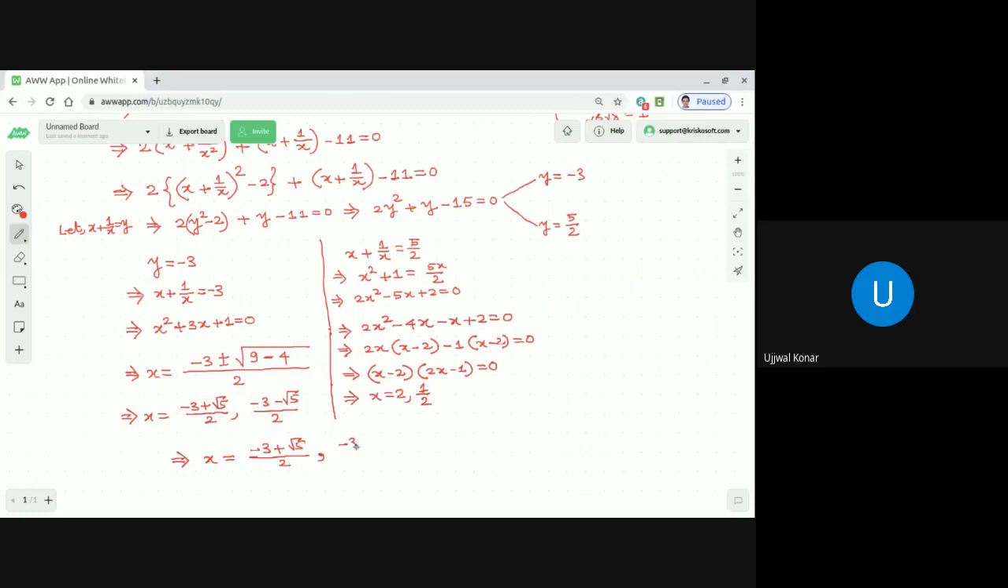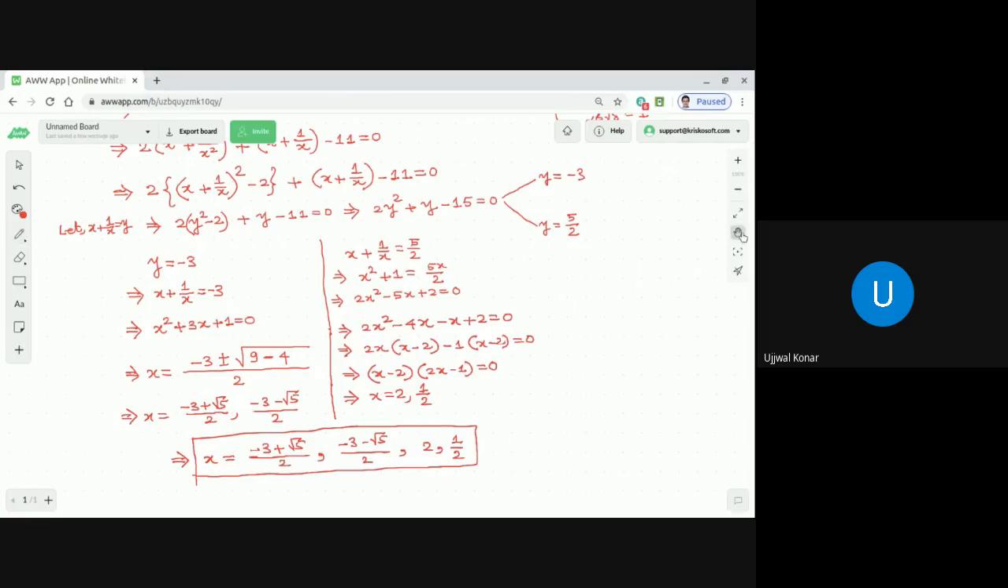Then minus 3 minus root 5 by 2. Then 2 and then 1 by 2. These are the 4 different roots of the given biquadratic equation. But see, dear students, how efficiently we are able to do it. This is one technique you can follow.